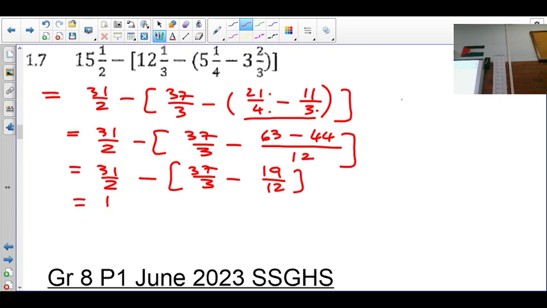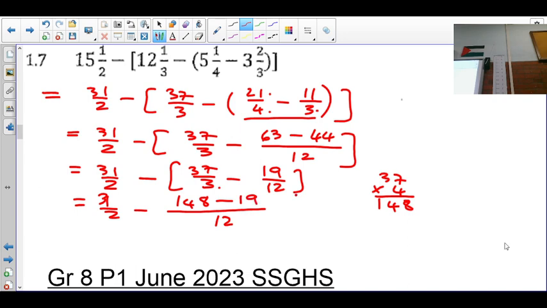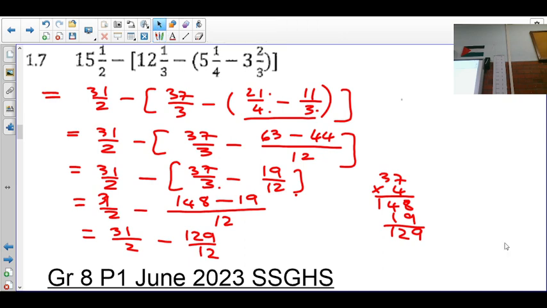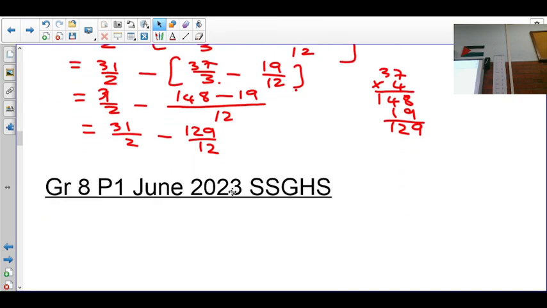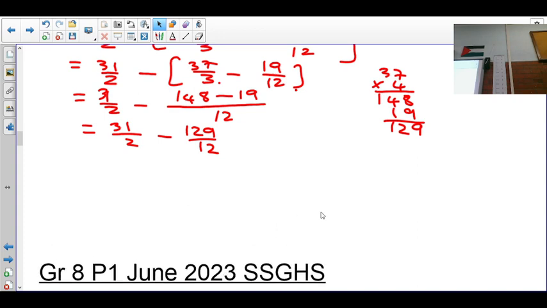What's your LCM inside that bracket? 12 again. So you times by 4. So 37 times 4, sorry? 148. 148 minus 19, as we multiply by 1. 148 minus 19 is 129. Is that correct? So it's 31 over 2 minus 129 over 12. Now, is there a number that can simplify 129 and 12?